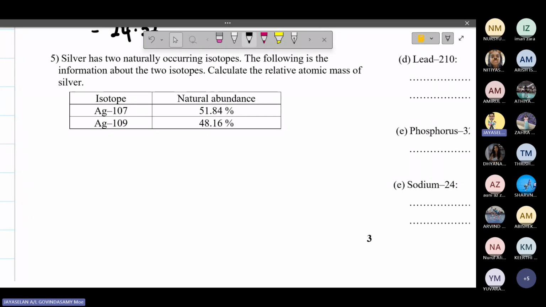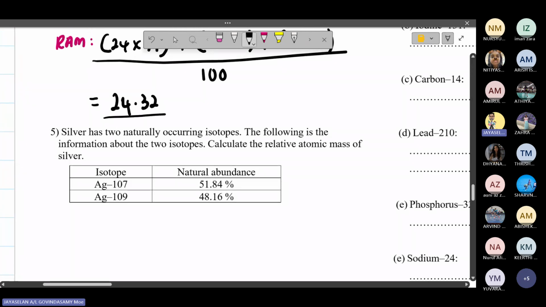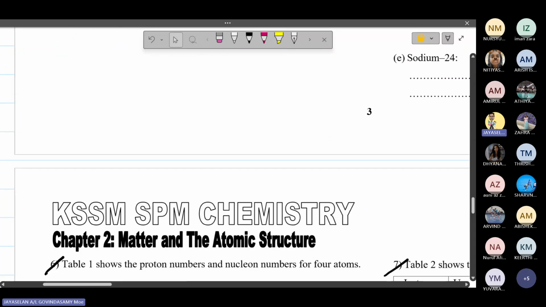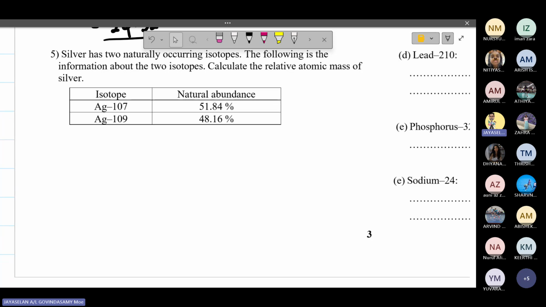Sir, how many significant figures or how many decimal points we have to take? 2 decimal point for these. If cannot, then 1 decimal point. Okay. Thank you, sir. Form 6, later you will learn 2 decimal point. Form 6 A level all.